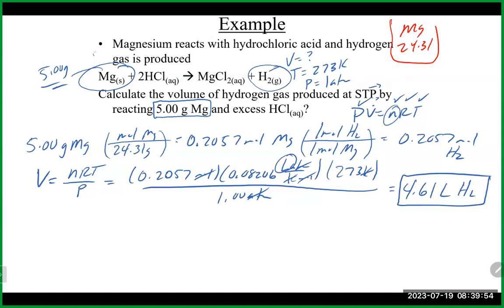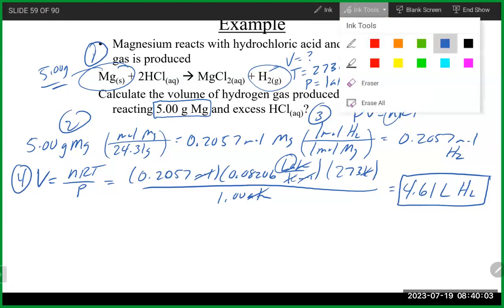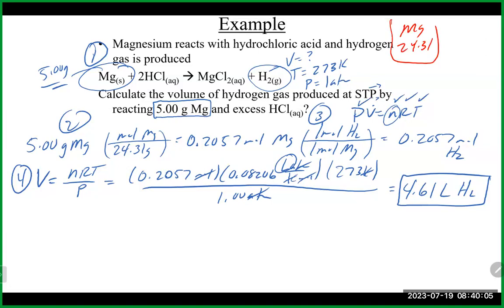Same 4 steps: balance the equation, convert to moles, mole to mole relationship, and again, converting those moles to some other unit. Questions on that particular one?